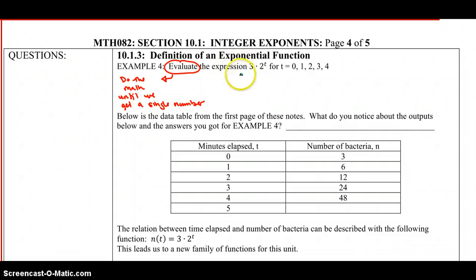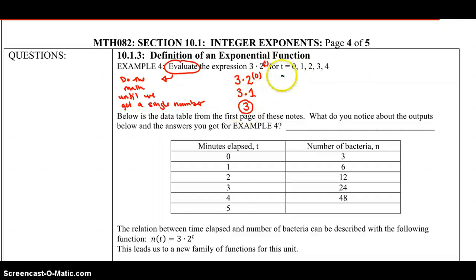So the expression they give us is 3 times 2 to the t, and just like before, we're going to put parentheses around our variable before we substitute. So we're going to get 3 times 2, and for t we're going to substitute a 0. Okay, from the previous page of notes, we know that 2 to the 0 power is 1, so this gives us 3 times 1, which is 3.